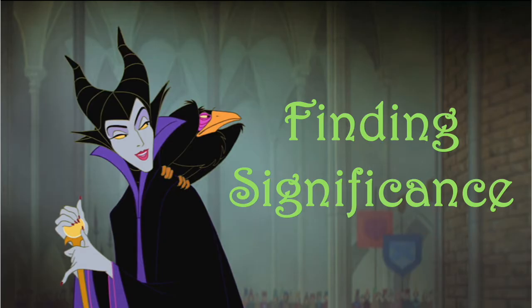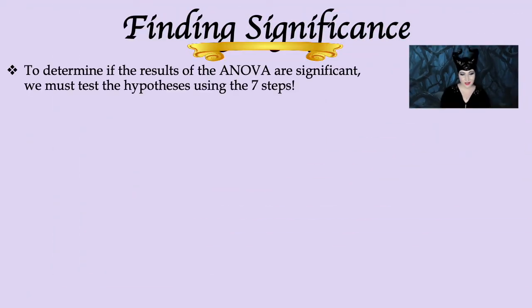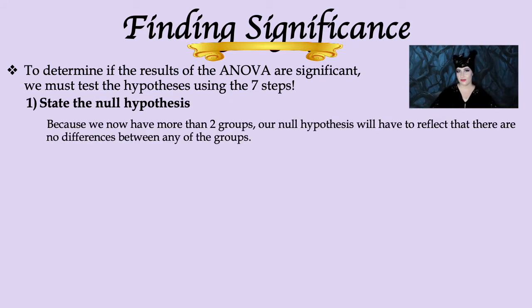So how do we find significance when it comes to an ANOVA? To determine if the results of an ANOVA are significant, we go back to our same 7 steps of hypothesis testing. The first step is to state the null hypothesis. Because we now have more than 2 groups, our null hypothesis will have to reflect that there are no differences between any of the groups. So whether you have 3 or 4 or 5, the null hypothesis just says that the groups are not equal to each other, regardless of how many there are.